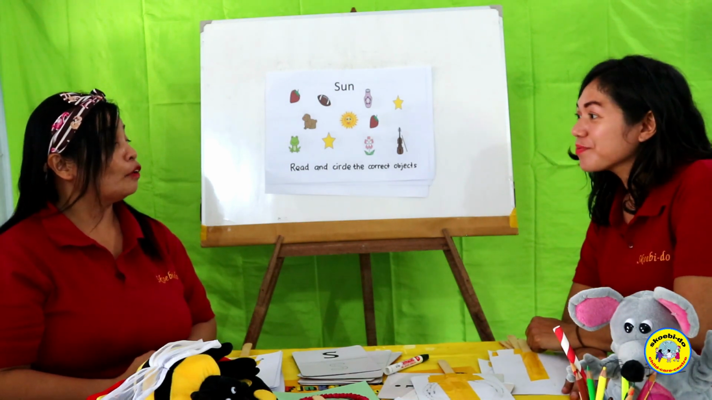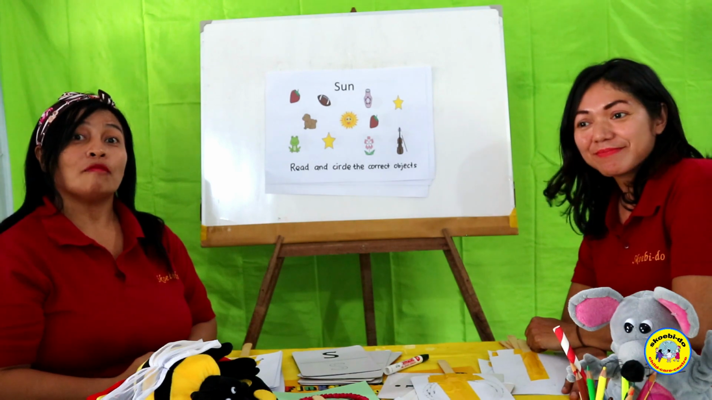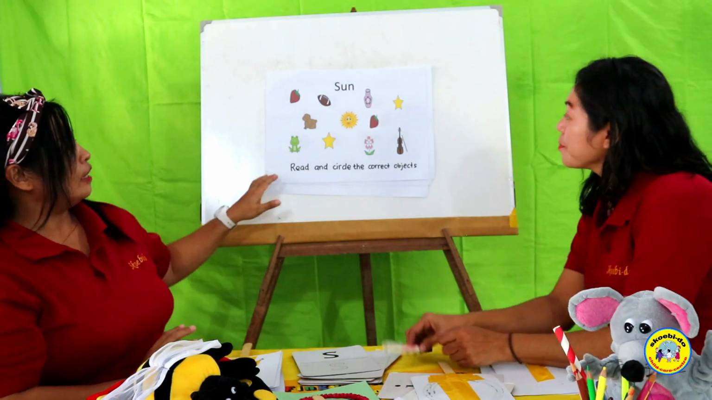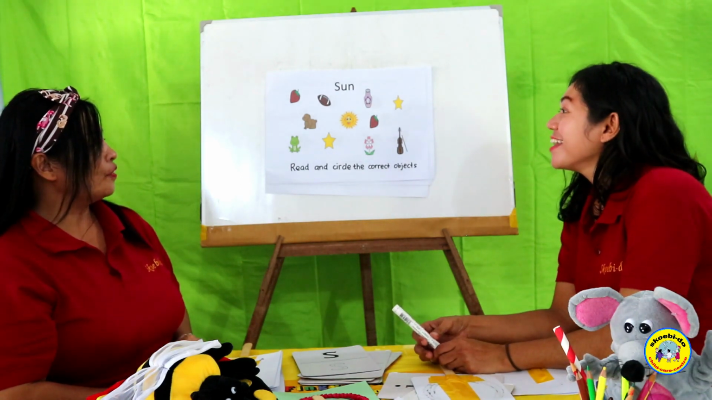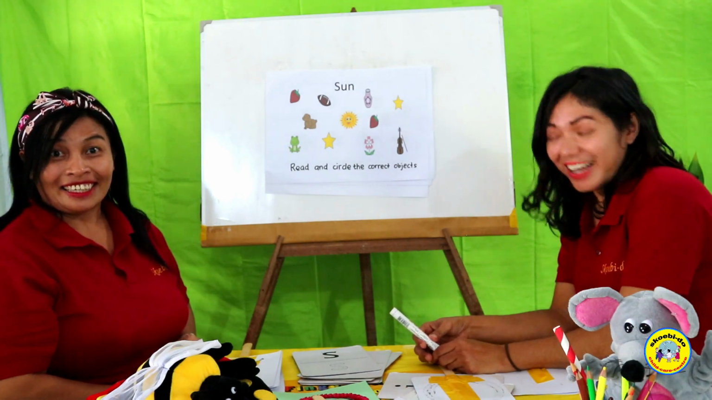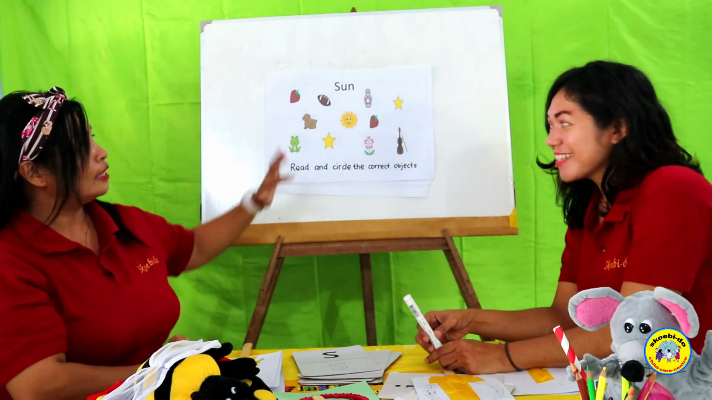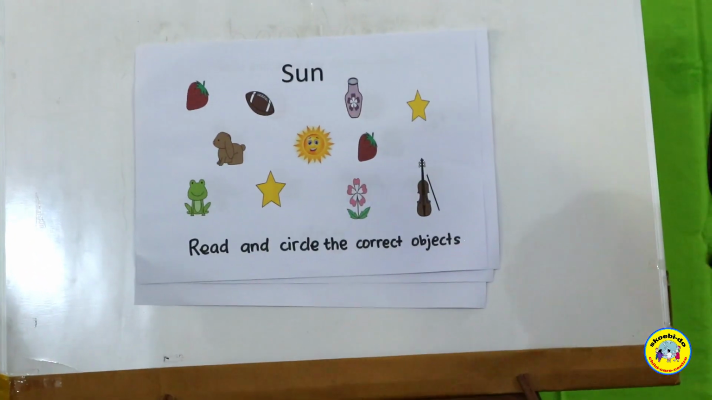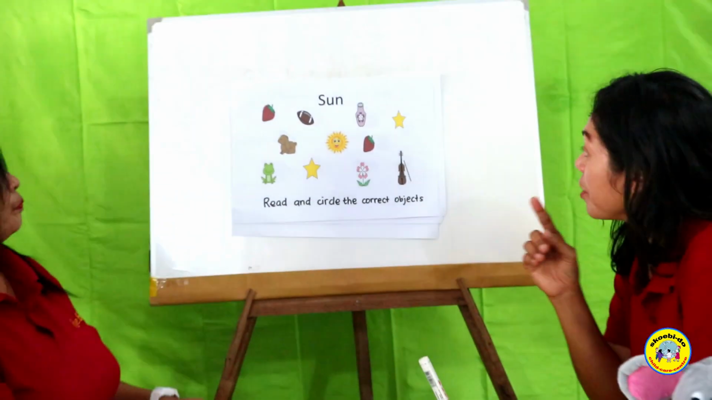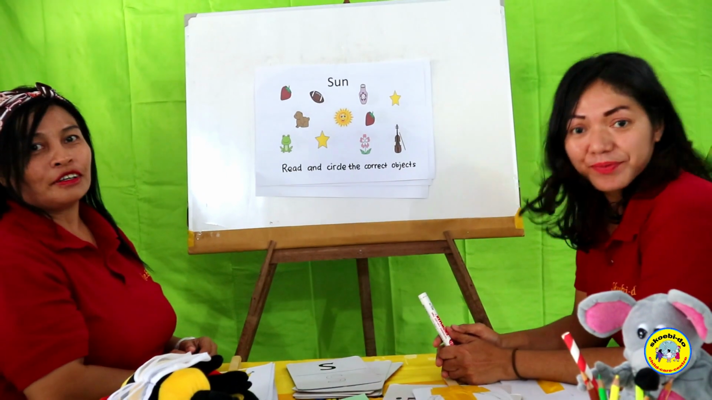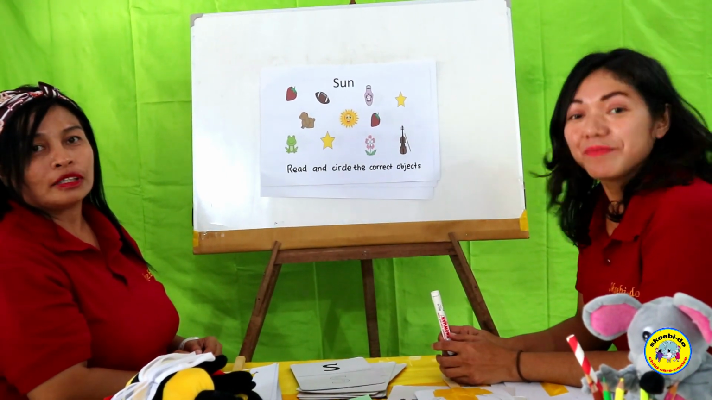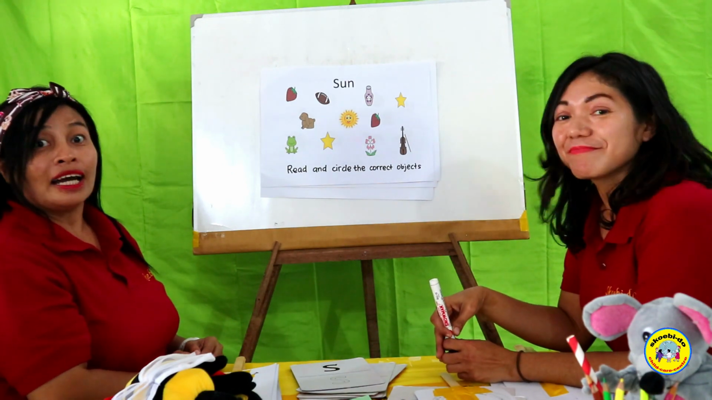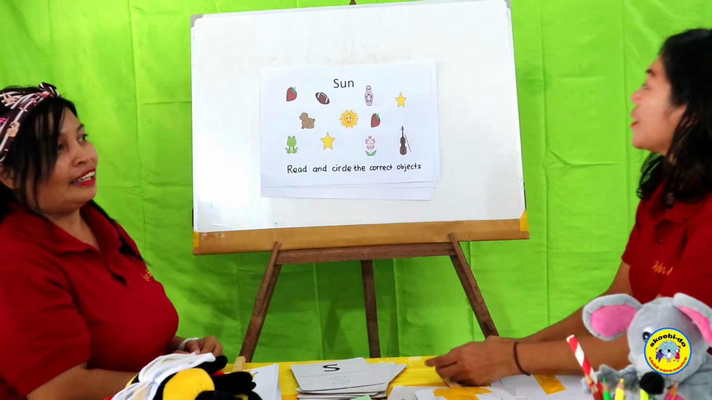Yes, we are going to continue the Jolly Phonics with some boxes that we have prepared already. We're going to read and circle the correct object. Try to come closer and you can see clearly all the objects that we have prepared here on our board. First, we must read, right, Miss Nasya? Yes, of course. By reading the words, you can choose the correct answer and circle it.